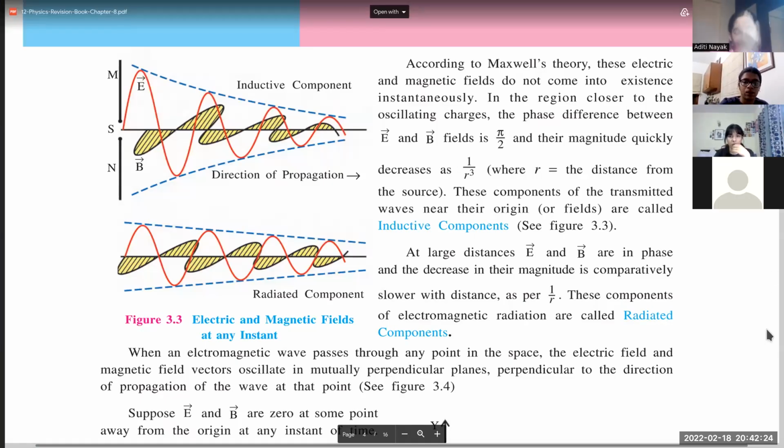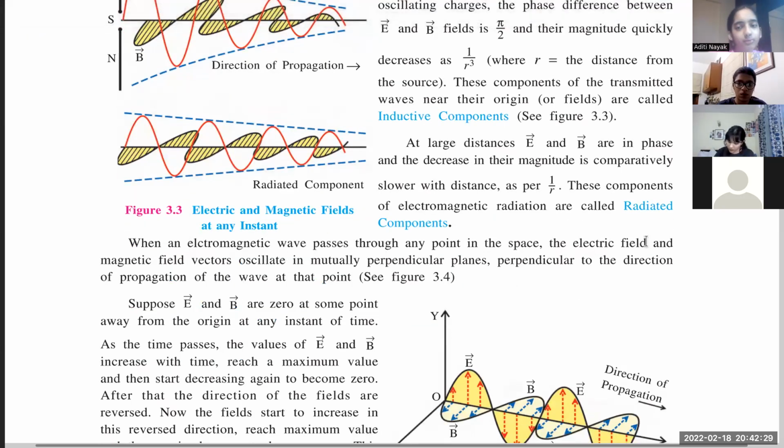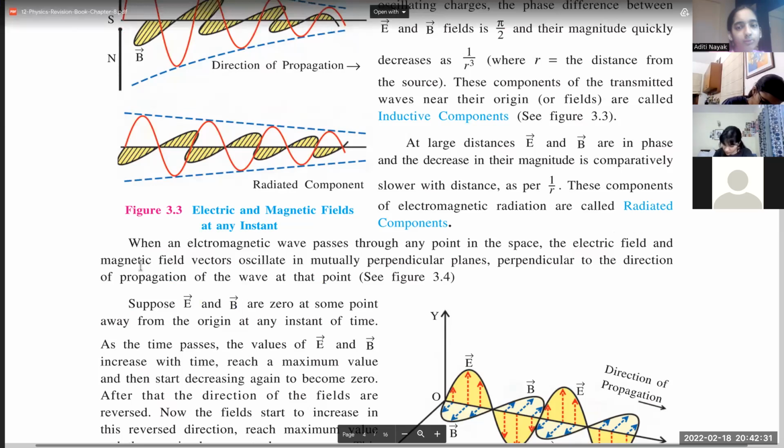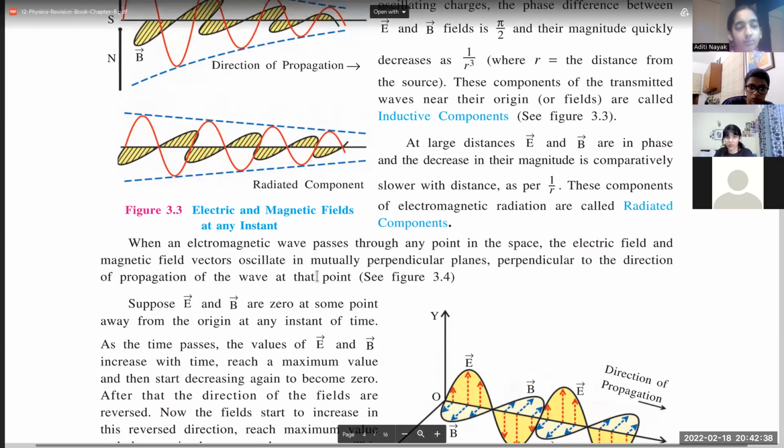Next thing you write is this: when an electromagnetic wave passes through any point in space, the electric field E vector and B vector oscillate in mutually perpendicular planes, perpendicular to the direction of propagation of the wave.